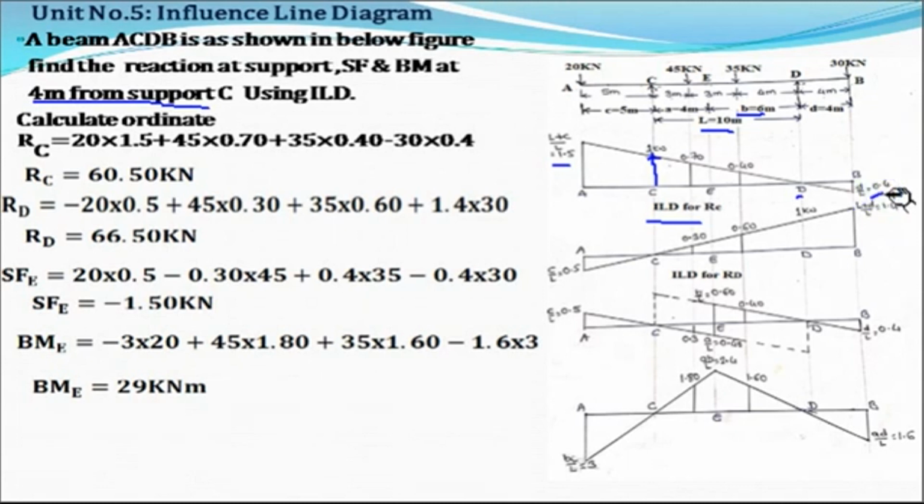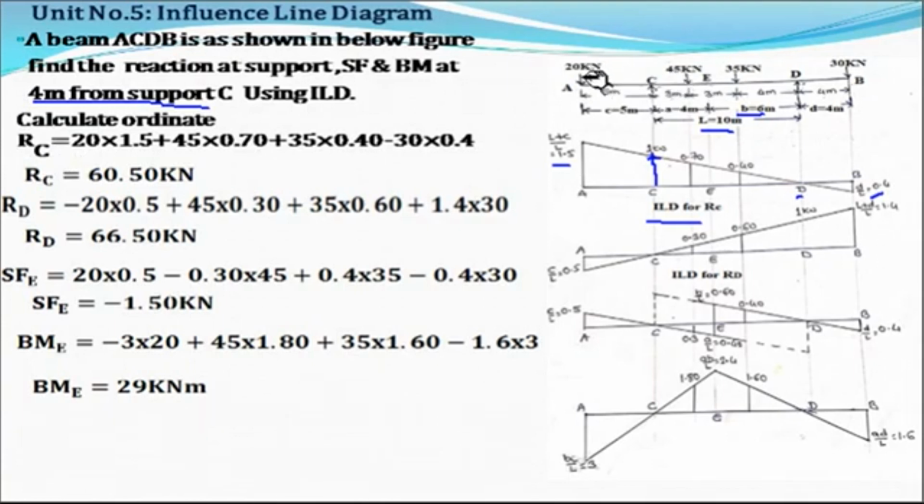After finding out this ordinate, you have to find out the ordinate below the point load. Okay, now here you have to find out the ordinate below 45 kilonewton. You have to find out the ordinate below 35 kilonewton. Okay, so ordinate below 20 and 30 already I have calculated. Okay, now to find out the reaction at C.